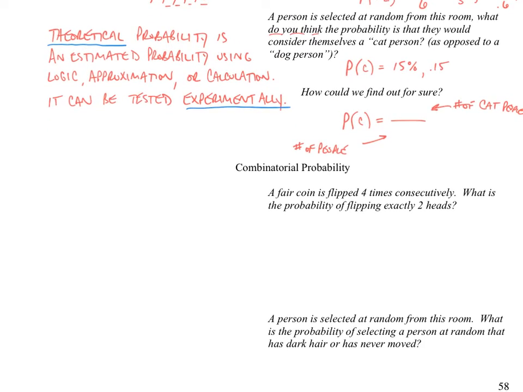Combinatorial probability is not something you're going to see a lot of, but the reason I want to go over it is because it's a good exercise in logic and organizing your thoughts. So let's say a fair coin is flipped 4 times consecutively, and we want to know the probability of flipping exactly 2 heads. So I'm going to flip a fair coin once, and I'm either going to get heads or tails, right? And then I'm going to flip it 3 more times, and I want to know, of all of those outcomes, what's the probability that 2 of the 4 flips were heads?